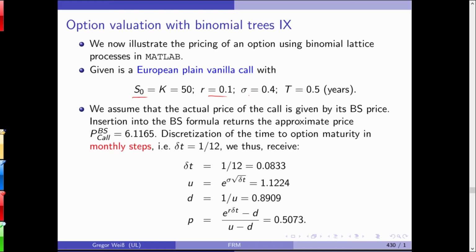Now we discretize this in monthly steps. So we take the half a year, and we are not doing it in continuous time, but we are using a binomial model with 6 periods. So it's a discrete model, obviously. We then get delta t equal to 1 over 12. In this particular model, with the Cox-Ross-Rubinstein model, we get u equal to 1.1224, d equal to 0.8909, and we get a pseudo risk-neutral probability of 50.73%.